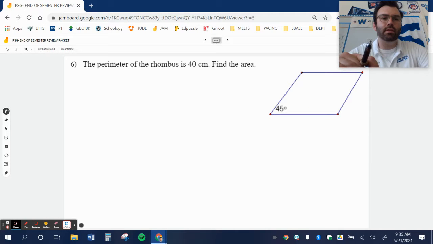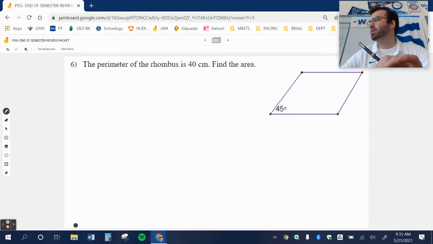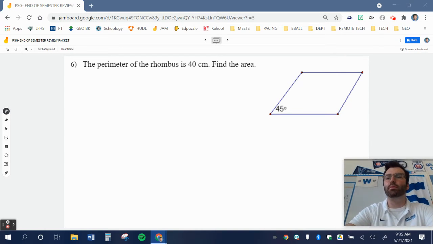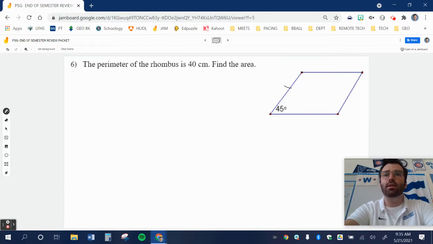All right. Let's pick up on number 6. Number 6, the perimeter of a rhombus is 40. So if the perimeter is 40 and every side in a rhombus is congruent, that means each one is 10. Now, for a rhombus, I can use base times height to find my area.